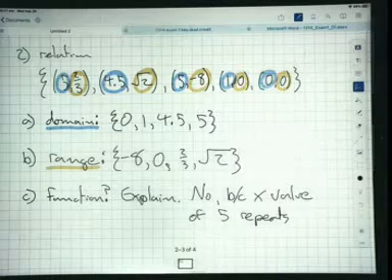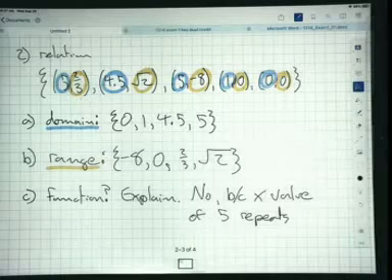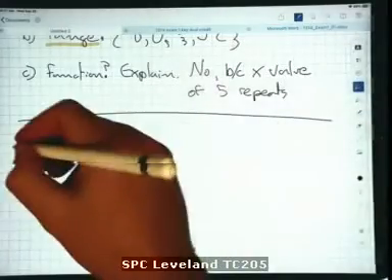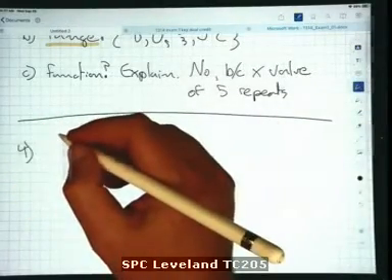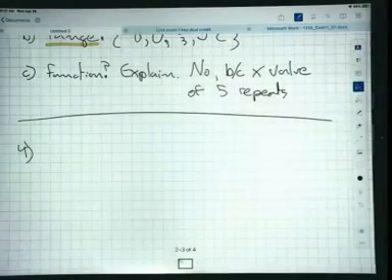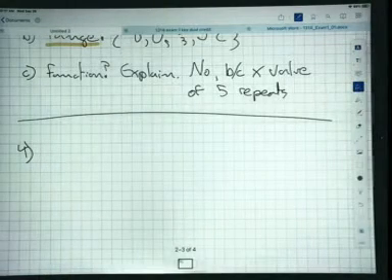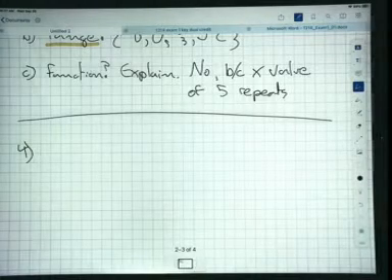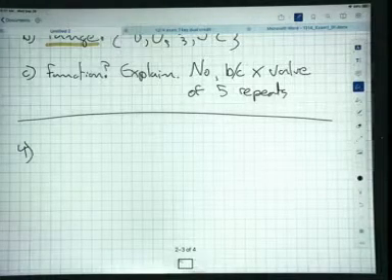Alright, what else can we look at? Number 4 on assignment 8. Alright, number 4 has A through G. Is there a specific problem that you want to look at? G.